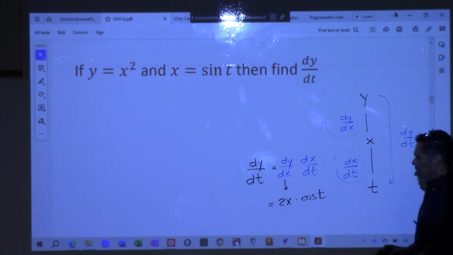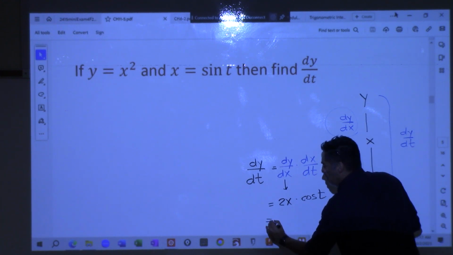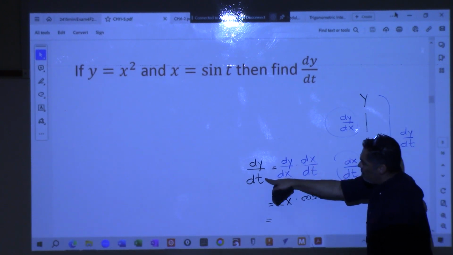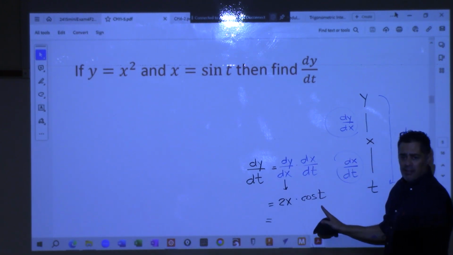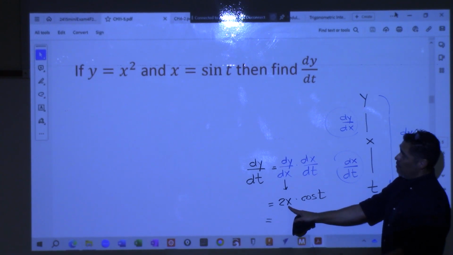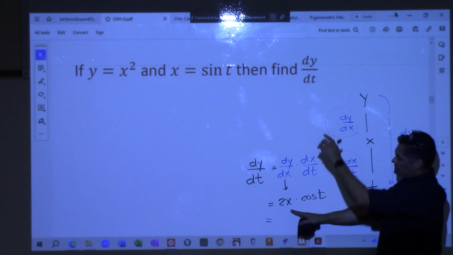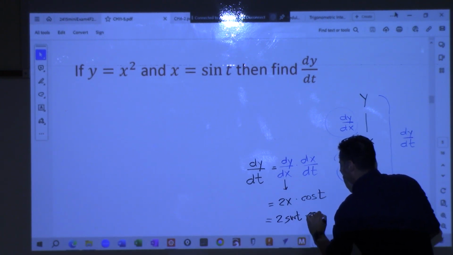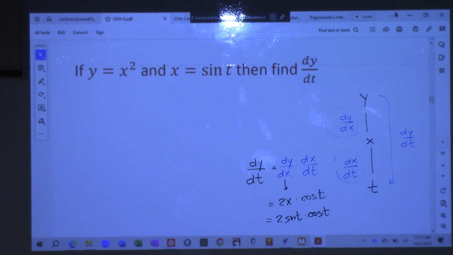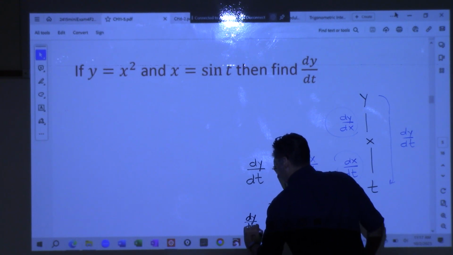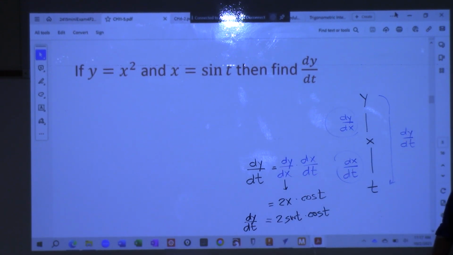But hold on. We need everything in one variable. Remember, y depended on t. I want the change in y with respect to t, so I want everything here to have t in it. So I replace x with whatever x is, right? What's x? Sine t. So 2 sine t times cosine t. This is dy dt. You all right with that?